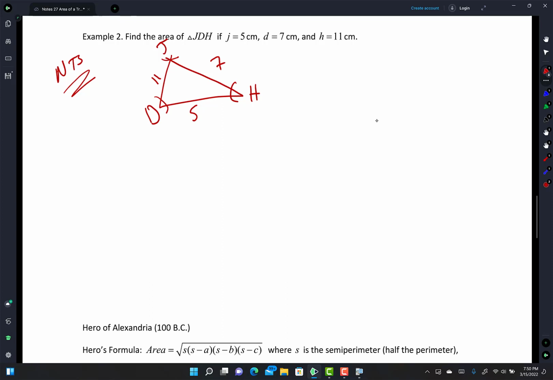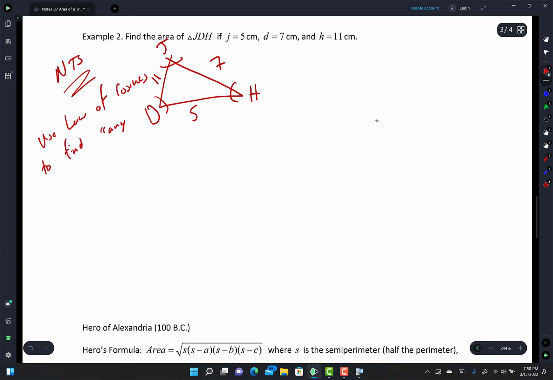Which one do you guys want to figure out? Angle J, angle D, angle H? Oh, okay, by popular demand, you guys voted for angle J. I know you guys didn't vote. I'm sorry. I know that I can be lame. So we're going to figure out angle J, guys. So we're going to use our law of cosines. I'm going to write use law of cosines to find, and I guess you can put the word any in quotes, any angle.